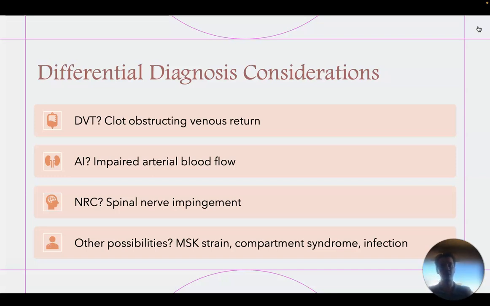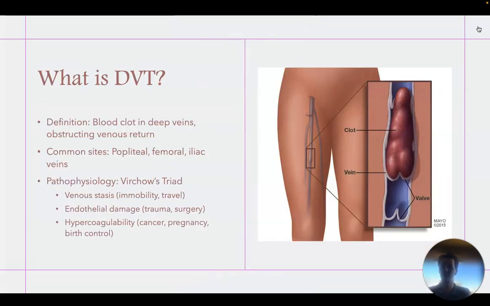DVT will be a blood clot obstructing venous return. AI will be impaired arterial blood flow. NRC will be spinal nerve impingement, and other possibilities related to this case may be an MSK strain, compartment syndrome, or infections. So let's start with what a DVT is. Like I just mentioned, it is a blood clot in deep veins obstructing venous return.